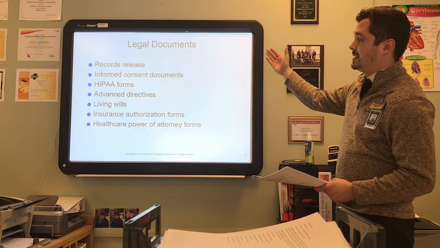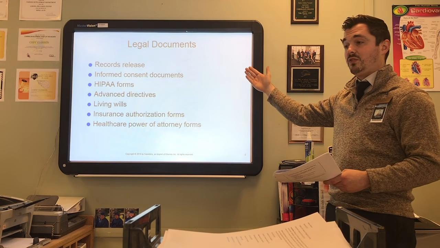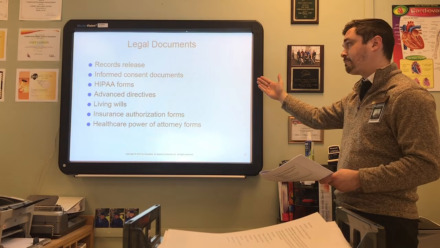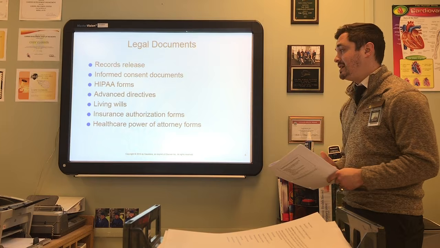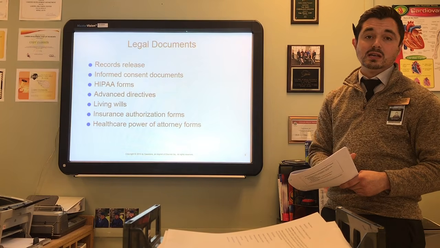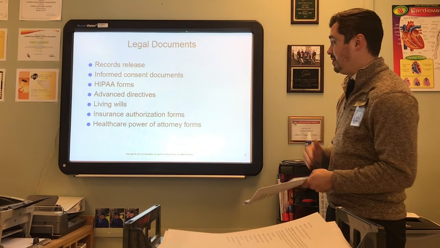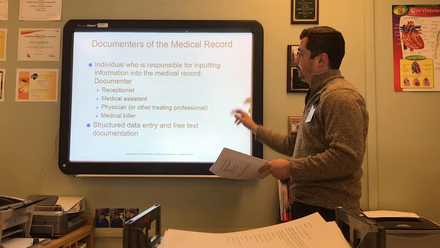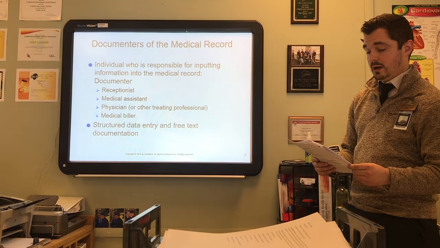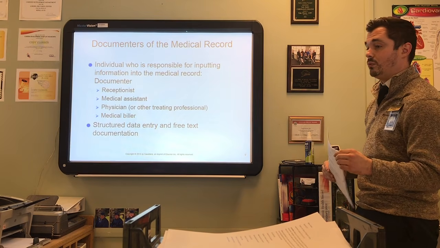But some of the legal documents you might see are going to be a medical records release form or an informed consent document. You can have HIPAA forms, advanced directives, living wills, insurance authorization forms, and healthcare power of attorney forms. So there's a ton of forms, guys, that all are going to be essential in the delivery of healthcare to your patients. So those are some of the documents for a medical record.